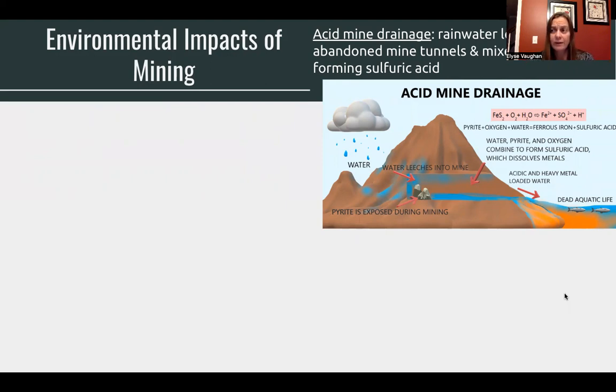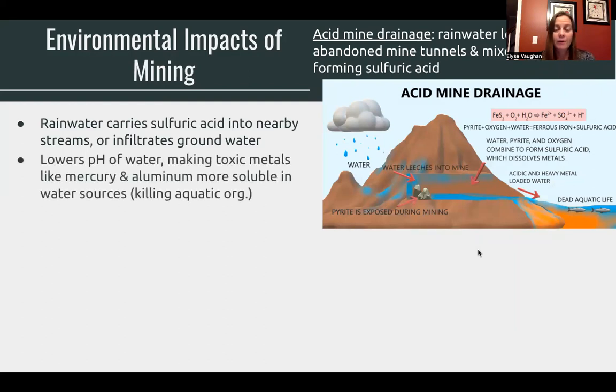So that can actually impact an entire watershed. And that acid is going to lower the pH of the water. And so that can take the pH of the water outside of the range of tolerance for aquatic organisms and kill them. It also makes toxic metals more soluble. So things like mercury, aluminum, and lead are more soluble in acidic water. And again, very, very small quantities of those will be outside of the range of tolerance of our aquatic organisms.